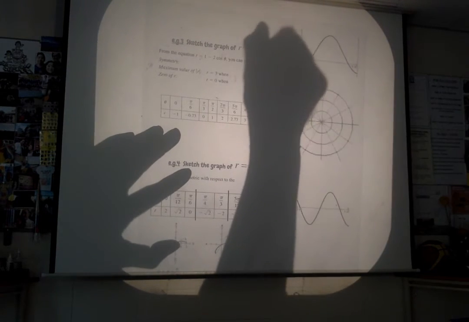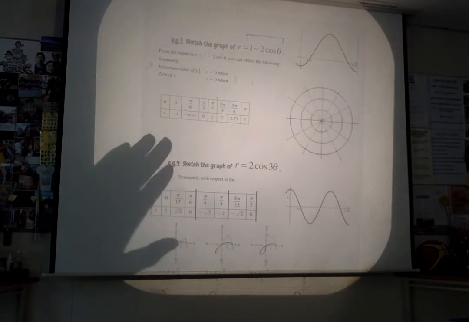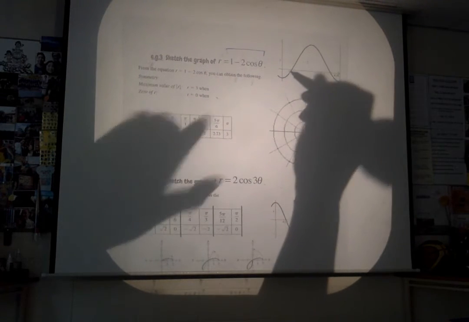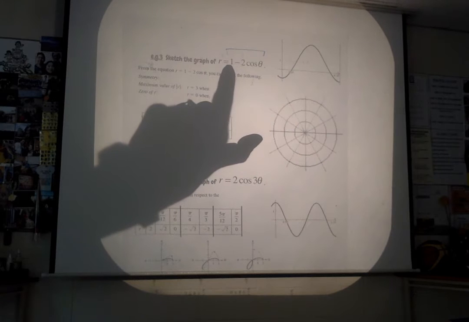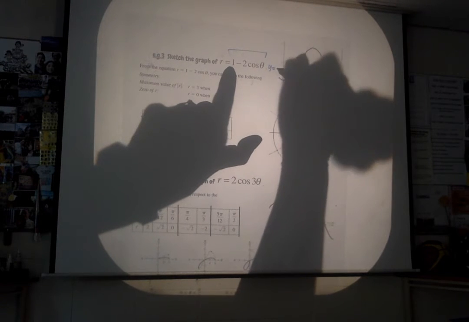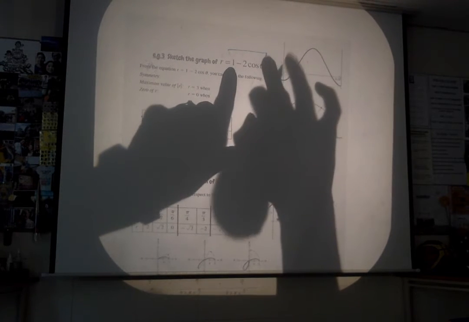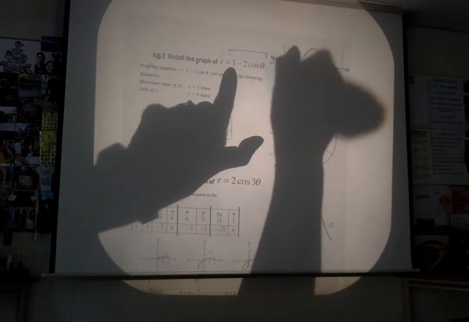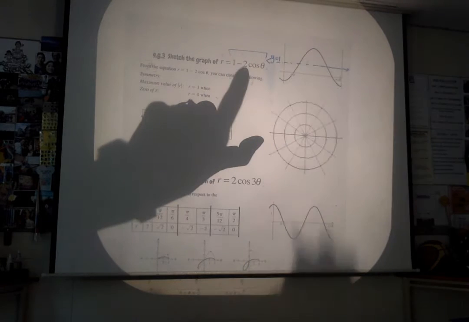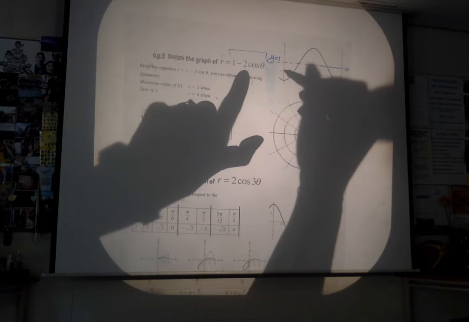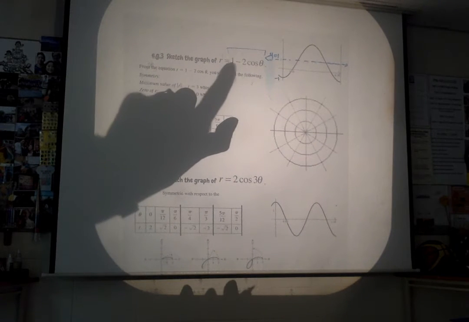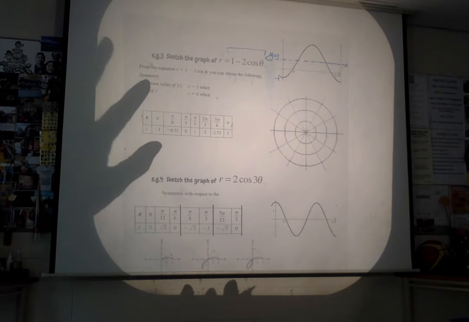It's r equals 1 minus 2 cosine theta, and I've already graphed this for you here. You see how it's becoming kind of repetitive? So you guys, I've already graphed it here. You know that it starts at 1, so this line is y equals 1, okay? And you know your amplitude is 2, but it starts at -2 first, so it's 0, 1, -1, okay? That's where it starts. That's your minimum, huh?